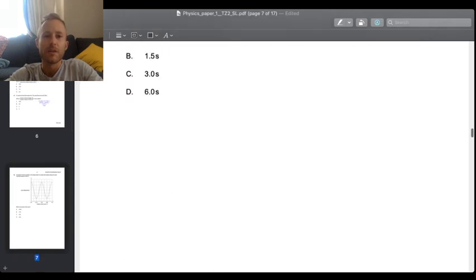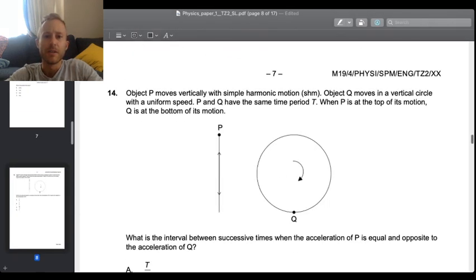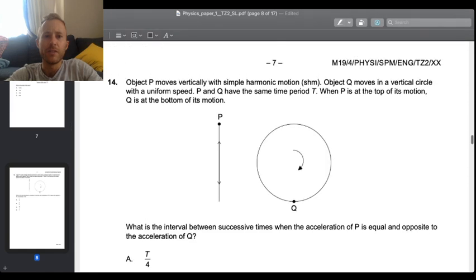All right, going on to number 14. Object P moves vertically with simple harmonic motion. Object Q moves in a vertical circle with uniform speed. P and Q have the same period t. When P is at the top of its motion, Q is at the bottom of its motion.